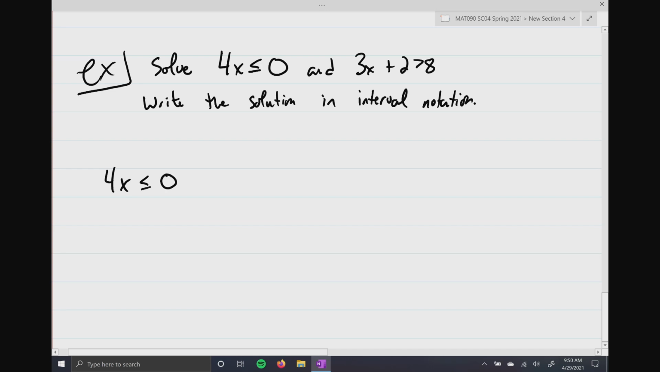4x is less than or equal to 0. That means x is going to be less than or equal to 0 when I solve. So I do my number line. I put a 0 right in the middle. And I want values of x that are less than or equal to. So I'm going to shade to the left.